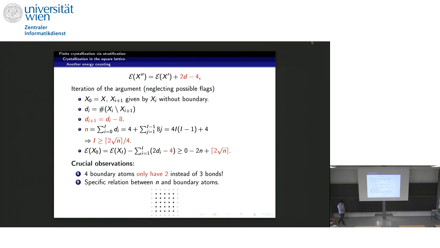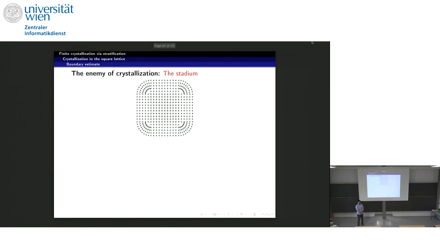And if you have this in mind, you see that this here, what we call the stadium, might be a problematic case for crystallization. And why is it problematic? Because if you look at the outer layer here, I have this chain of atoms at the outer layer, where I have no corner. I have no corner, so if I now do this trick of removing the boundary, I see that I remove 2d bonds, and I'm missing the plus 4. And I told you before that seeing this plus 4 was very important in order to get the energy right. So it is dangerous to remove more bonds in this procedure.